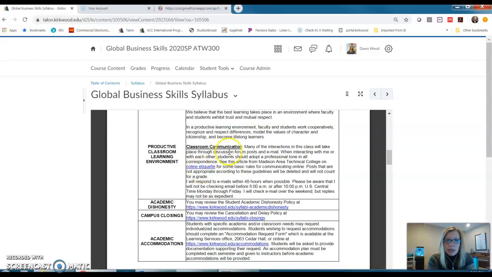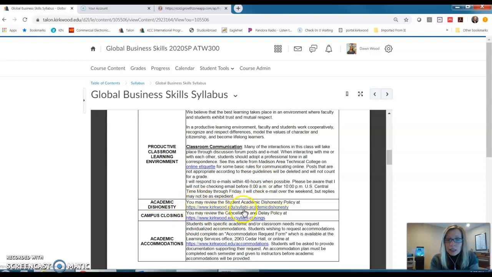Here in this classroom communication is a good resource here for online etiquette. One of the most important things in this class is the discussion forums. And we're going to be talking to each other about some very sensitive things, and maybe even opinions are going to come out. We need to be respectful of each other and use great online etiquette when we're discussing things that will help us to have a productive conversation. So take a look at those.